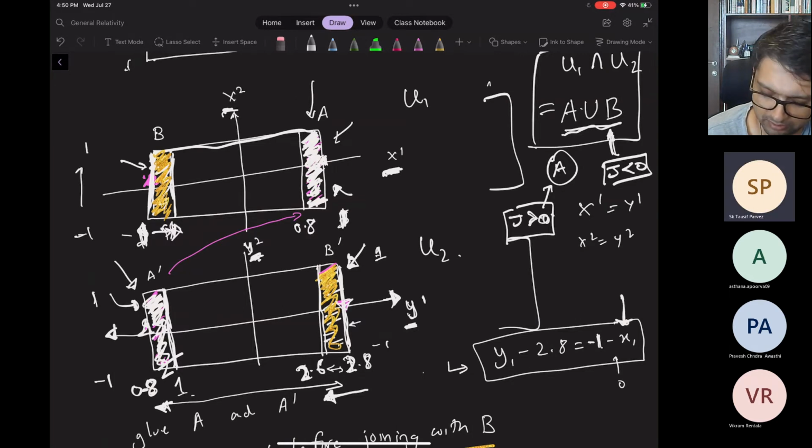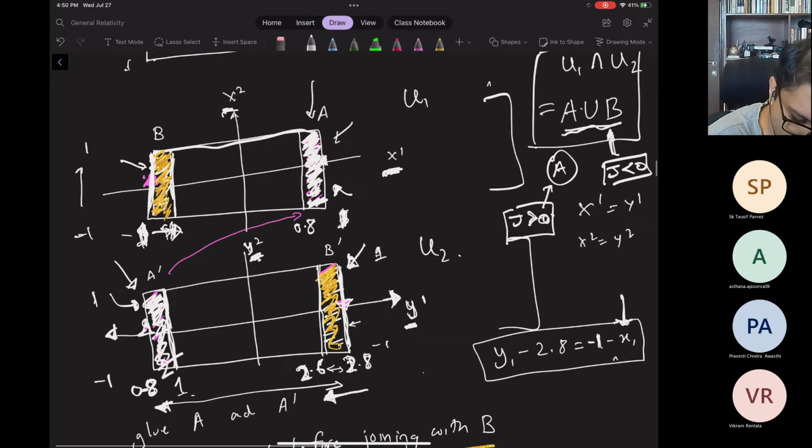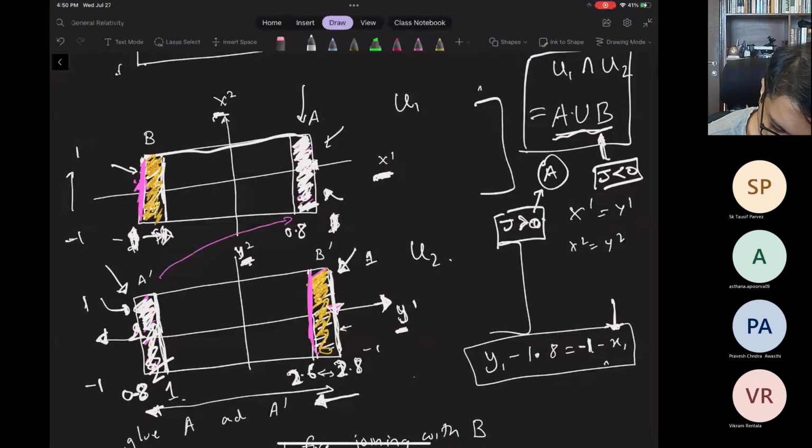Yes, sir. So in case of B patch, the leftmost one is glued with the rightmost of B prime. Yes, this leftmost line, which is here, is glued with, no, sorry, it's glued with this. So maybe I should correct this. So minus 1.8, right, minus 2.6 is equal to, sorry, let me just take that back.